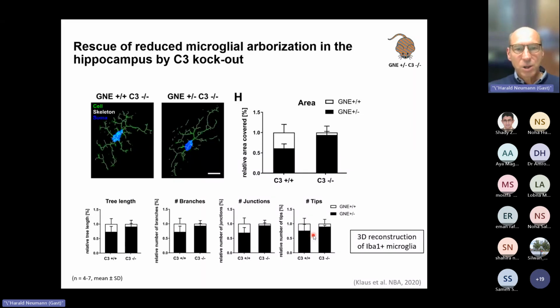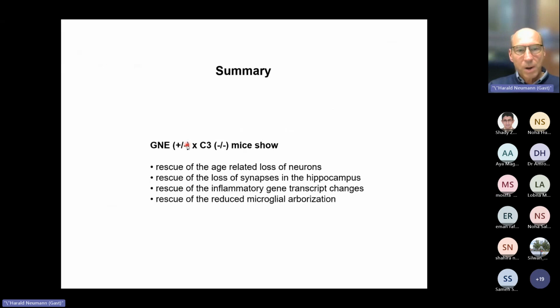after reduced sialylation. So what can we learn about this? If we have Siglec-E heterozygous mice which have reduced sialylation, and if we now completely knock out the complement cascade in C3 knockout mice, we show a rescue of the age-related loss of the neurons. So we can prevent neurodegeneration by removing the complement cascade in the mice.